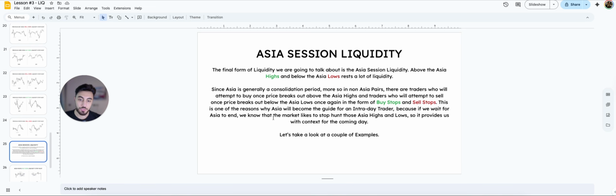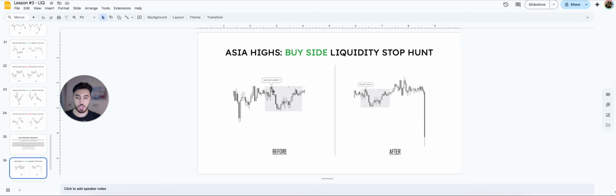This is one of the reasons why Asia became the guide for the intraday trader, because if we wait for Asia to end, we know that the market likes to stop hunt those Asia highs and lows. It provides us with a concept for the coming day. Let's say it's going to give us a little hint for the daily bias. Let me show you one example. Take a look. This is the Asia high. Price is going to take them up and reverse.